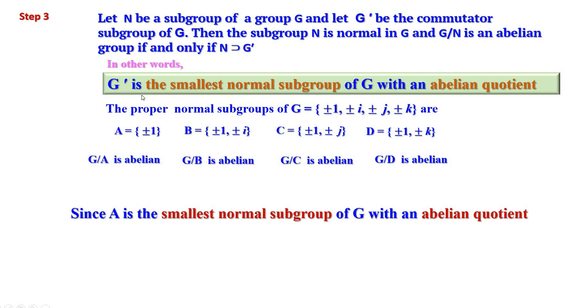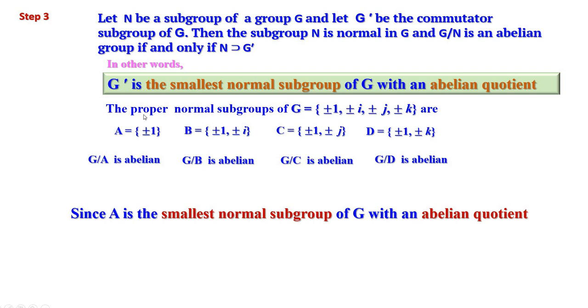That is, if you want to compute your G prime, you find out the normal subgroups of G. And among the normal subgroups, you must find the smallest one so that G mod that smallest normal subgroup should be abelian. That quotient group should be abelian. So if you use this result, then in a few steps you get the correct answer.